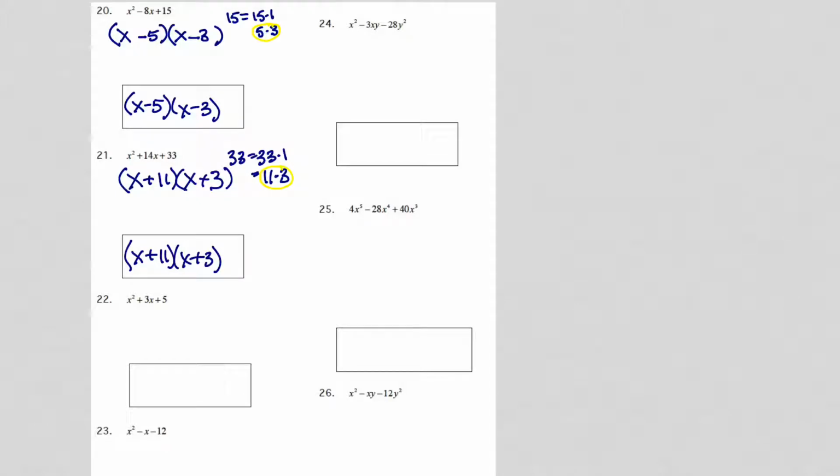Number 22. Okay, got to think of two numbers that when I multiply them together, I get 5. When I add together, I get 3. But there's only one way to get a 5, right? 5 is a 5 and a 1, and if I add these, I get a 6.